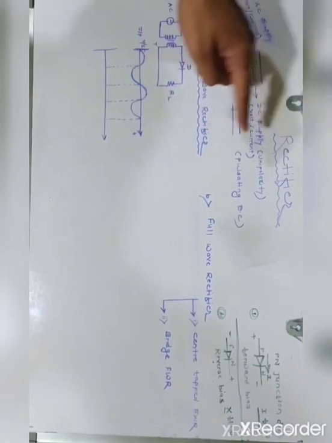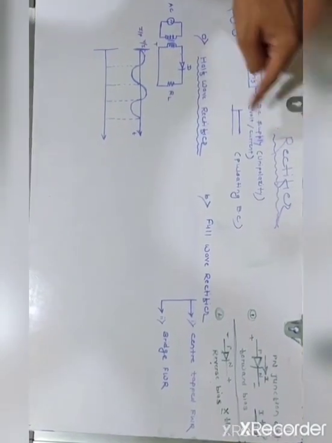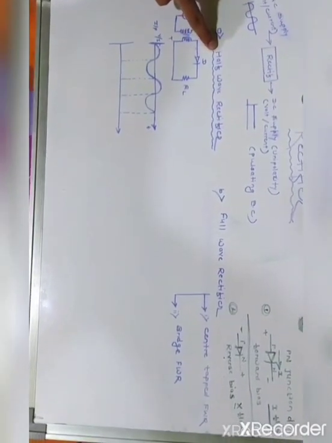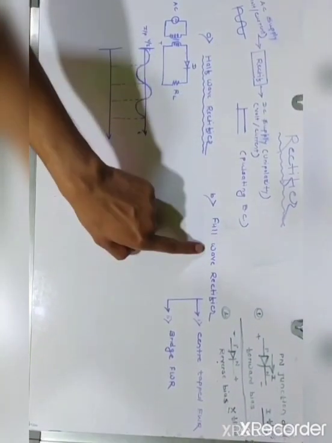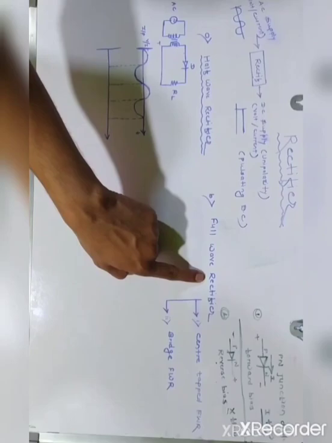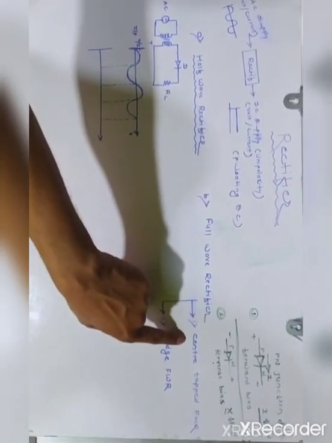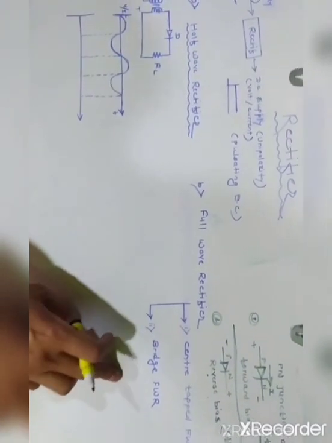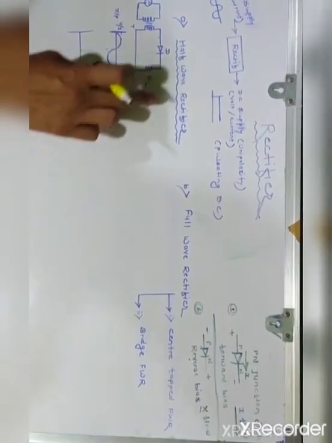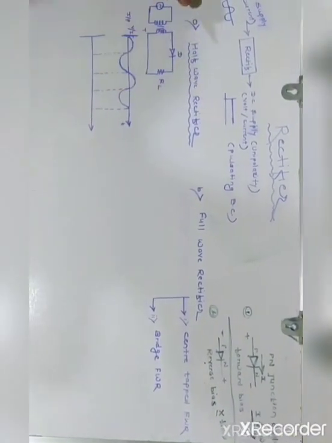Now there are two types of rectifiers actually, half wave rectifier and full wave rectifier. I just write here half wave rectifier and full wave rectifier. Under the full wave rectifier there are two types, center tap full wave rectifier and bridge full wave rectifier. Now I just start with the half wave rectifier.